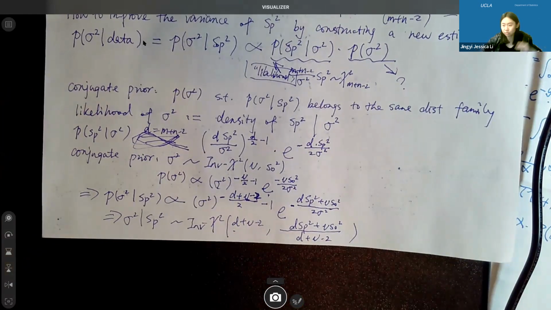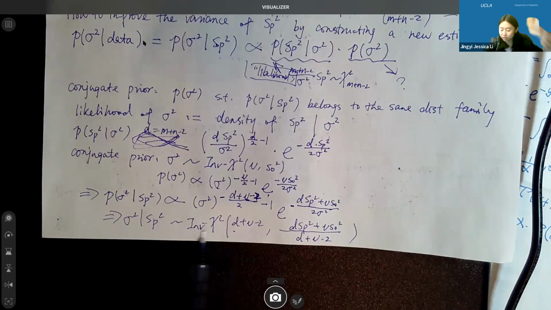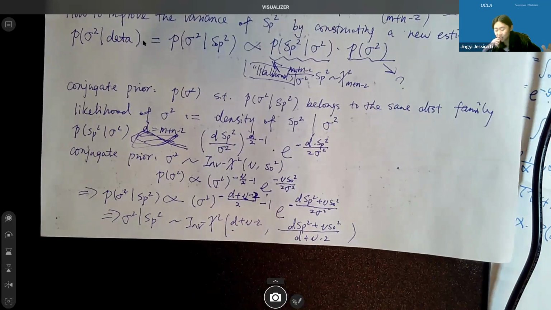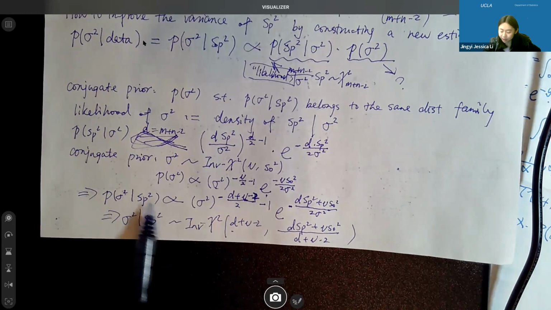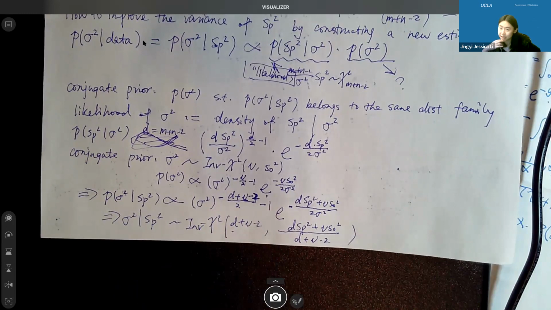So this is how we do the conjugate prior in Bayesian statistics. We recognize what the two parameters for this inverse chi-square are. That's our posterior. You may wonder why we need to do this. The reason is that once we know the two parameters of the inverse chi-square, we can use known properties of this distribution, like its expectation. That's what we need. So we don't need to compute the expectation of sigma squared given Sp squared by doing integration by hand. We can just use a known property of this distribution. That's the only purpose.